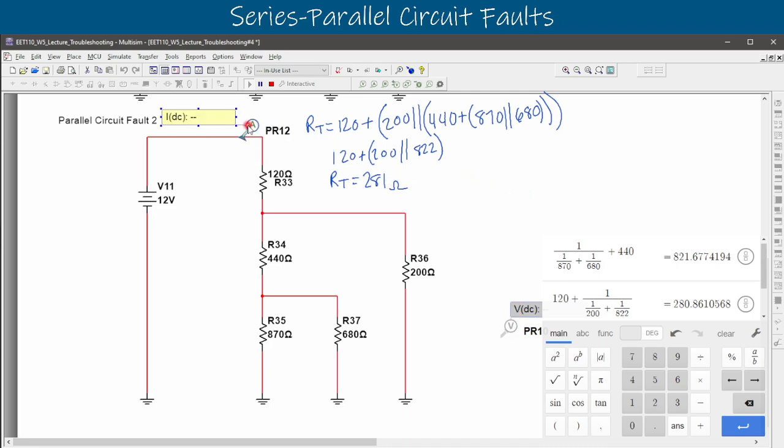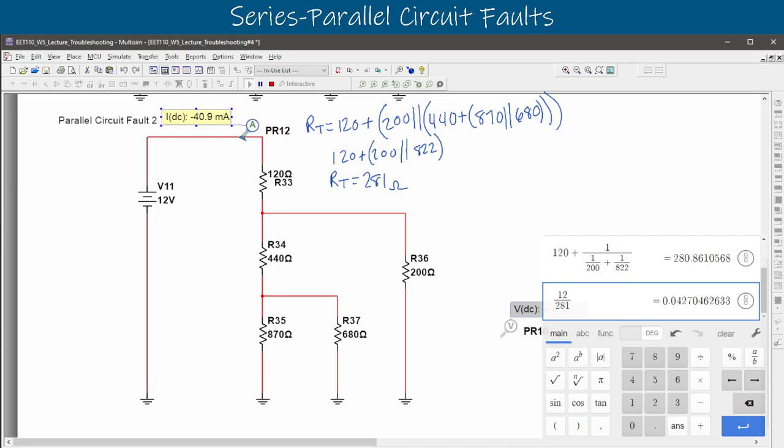We know what we expected from this. It was supposed to be 42.7 milliamps, and we got 40.9 milliamps. So we actually have more resistance than we expect. Right? That could be a couple of different reasons for that. So let's check and see where we're losing our voltage drop or our current.